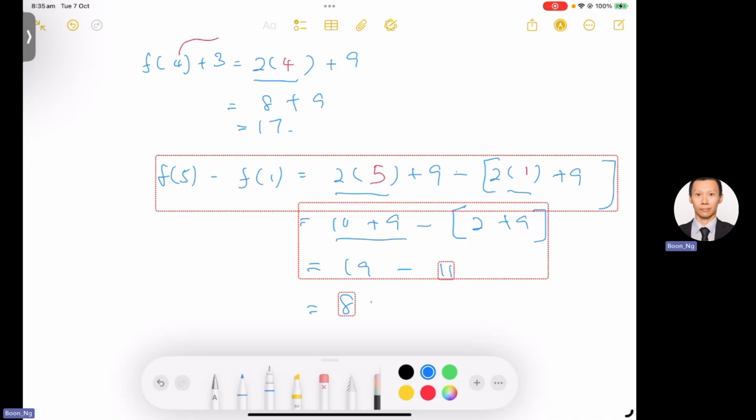All right, that will be it. That is the end of section 3.2.